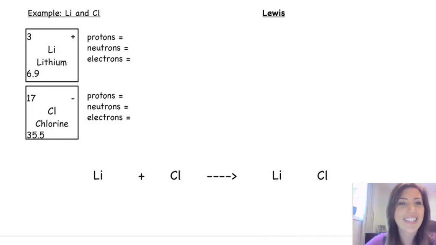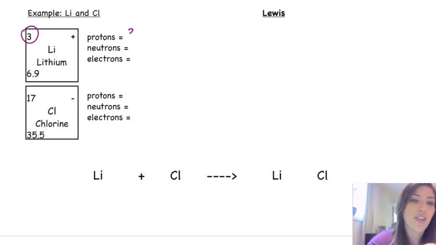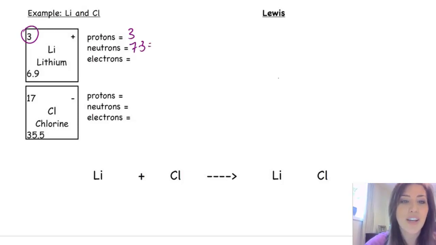Let's take the case of lithium and chlorine. Here we see that lithium has 3 protons. 7 minus 3 protons is 4 neutrons, and same amount of electrons. Protons here for chlorine, 17. Neutrons is 36 minus 17, that gives us 19, and electrons are the same.